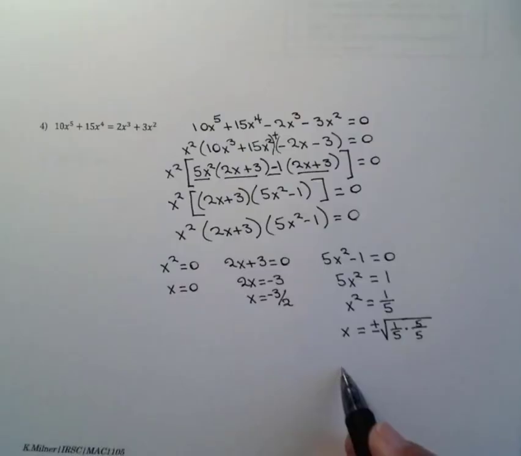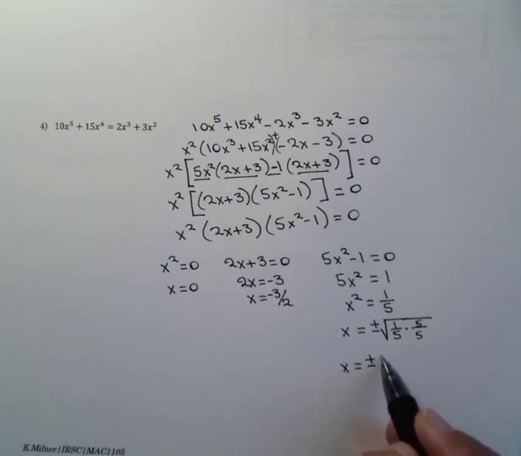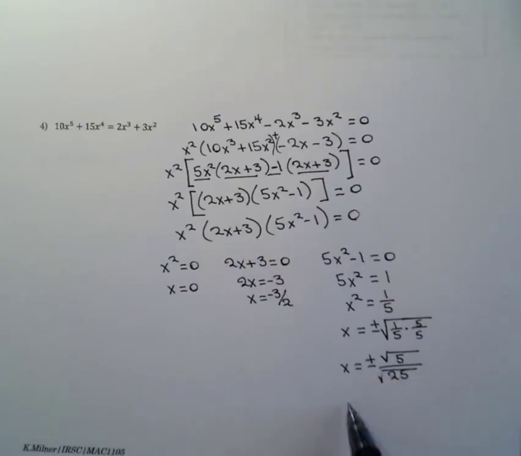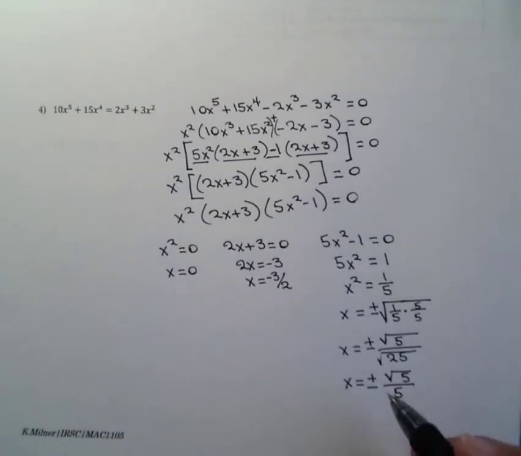What happens then? It becomes x is equal to plus or minus, and I'll go ahead and separate these out. That would be 1 times 5. And this would be 5 times 5. Whoops, square root of 25, right? Which is plus or minus the square root of 5 over 5. That's allowed. Okay, I can have a radical in the numerator, but not in the denominator.